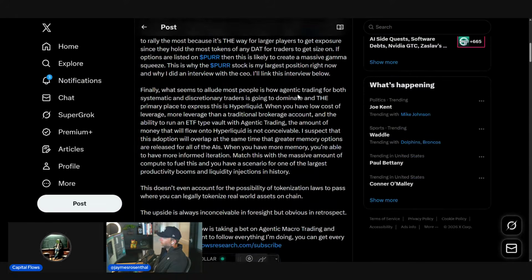Finally, what seems to elude most people is how agentic trading for both systematic and discretionary traders is going to dominate, and the primary place it is going to be is on Hyperliquid. I've talked with a lot of people about agentic trading and the agentic models they're building. And if you think about the vaults that get created, where everyone says, hey, I have this new thing.